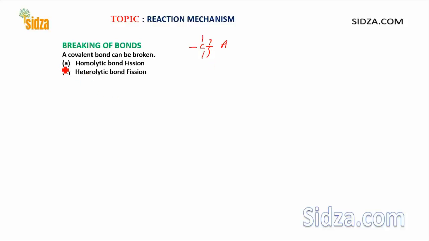So how can you break it? There are two methods of breaking down a bond. There are two ways by which this bond breaking can take place. Number one is homolytic bond fission. The second one is heterolytic bond fission.